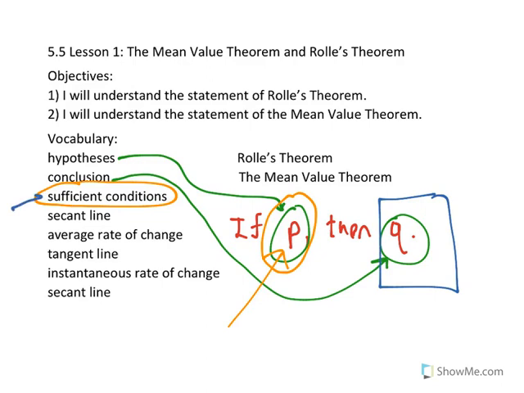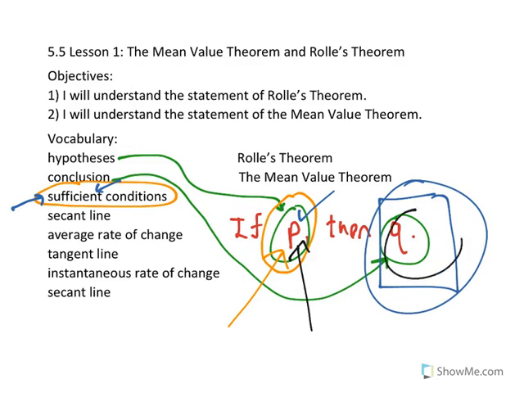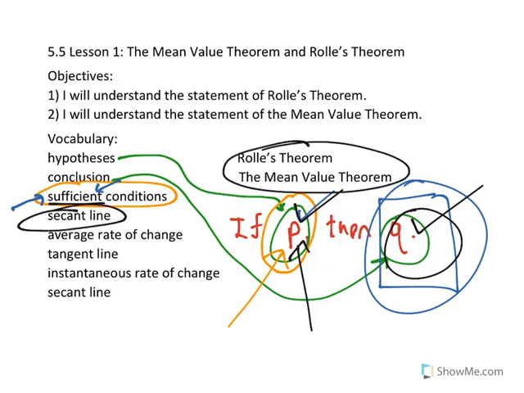The reason why we use the word sufficient is because if you have this, then this has to be true, but the hypotheses are not necessarily needed for Q to be true. But if you have them, you know that Q has to be true. That's why we say sufficient conditions. And then relating to these two theorems, we have these vocabulary terms that we've seen before: secant line, tangent line, average rate of change, instantaneous rate of change.